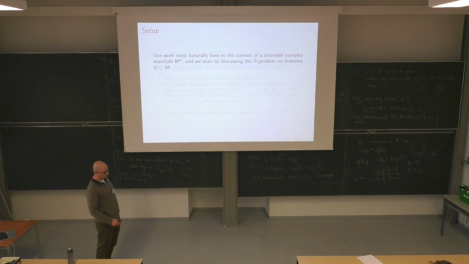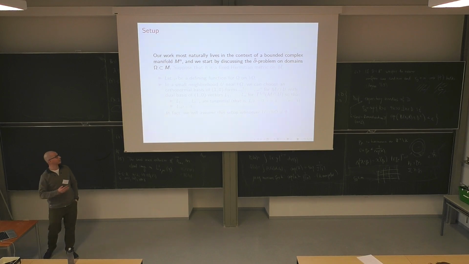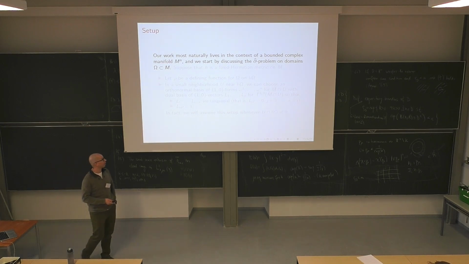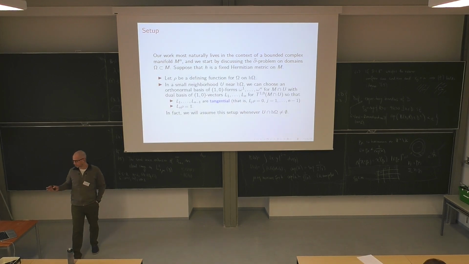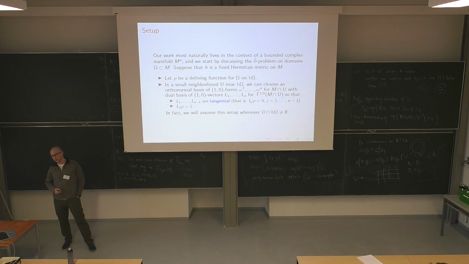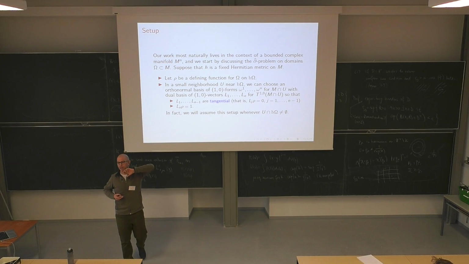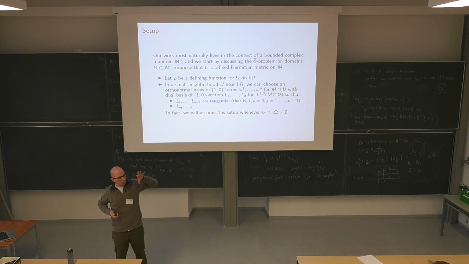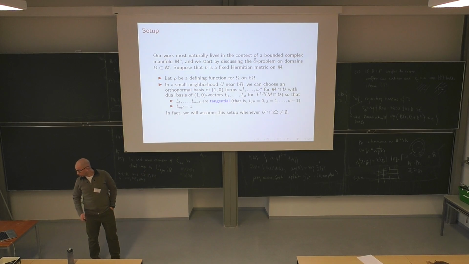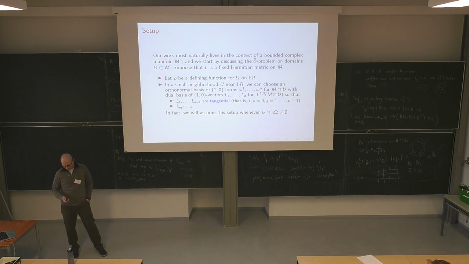Okay, so this work most naturally lives in the context of a bounded, really a complex manifold, and I want to start by talking about the d-bar problem on domains omega in M. Let's say we have some fixed Hermitian metric H. We're almost always going to be most concerned about working on a neighborhood that intersects the boundary of our domain, and rho will always be a defining function.